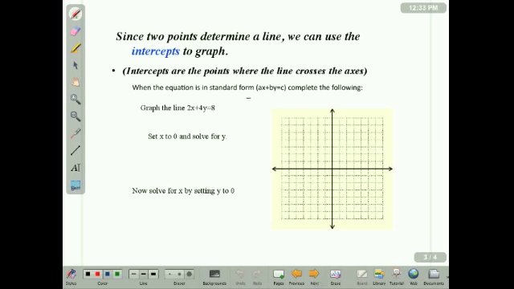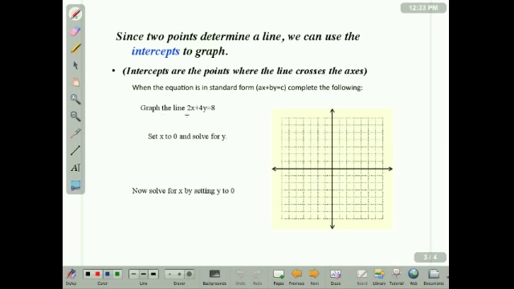All we really need are 2 points to find a line. So if we use the x and the y-intercepts, we can accurately find where the graph crosses the x line and the y line. The process of doing that is to set x to 0 and solve for y, and then to set y to 0 and solve for x.